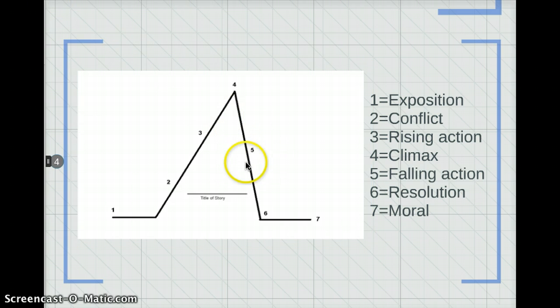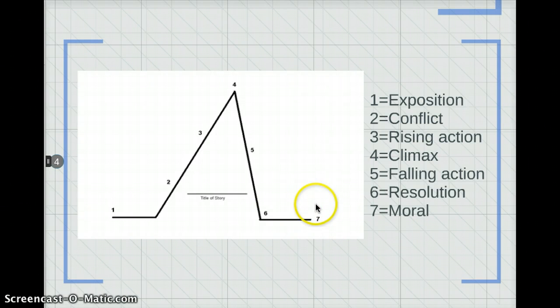Number five is our falling action, okay? So as we're going down the slope here, our falling action are all the plot points that happen as we get down to number six, which is our resolution. Resolution is where the conflict has been settled. Everything is solved. There's a solution to the story, to the problem.